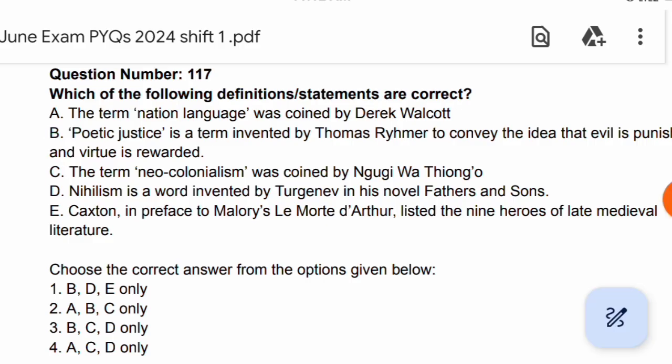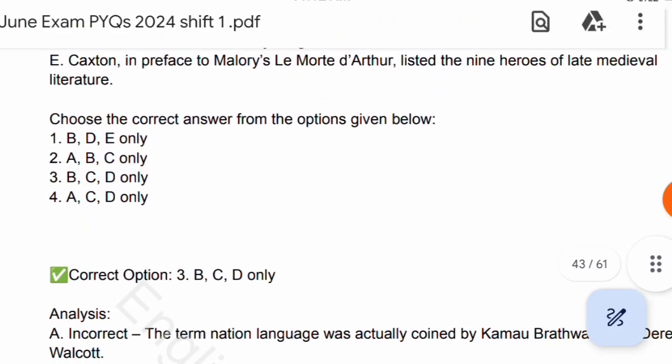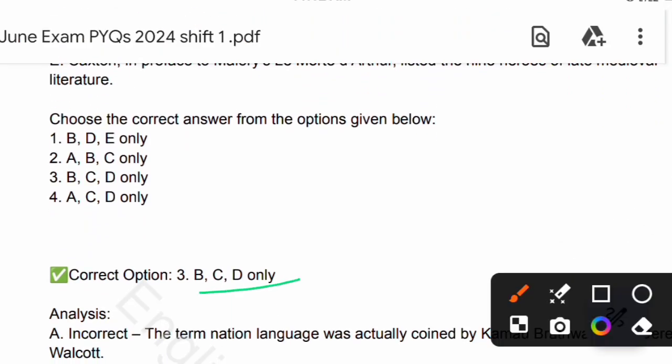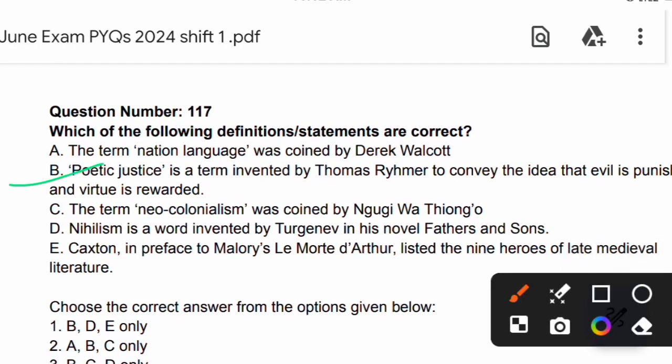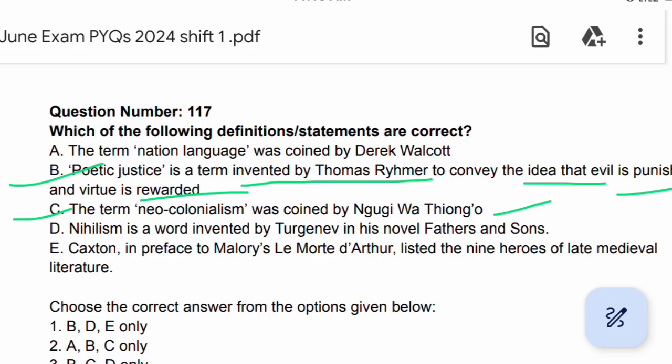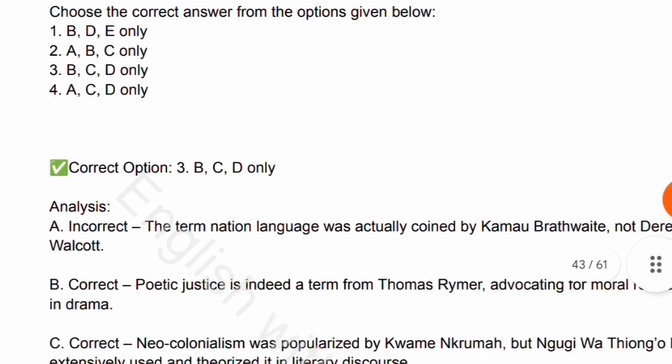The correct answer of this question is option 3, that is B, C and D only. B, that means poetic justice is a term invented by Thomas Rymer to convey the idea that evil is punished and virtue is rewarded. C, the term neo-colonialism was coined by Ngugi wa Thiong'o, correct. And D, nihilism is a word invented by Turgenev in his novel Fathers and Sons. So these are the correct answers.